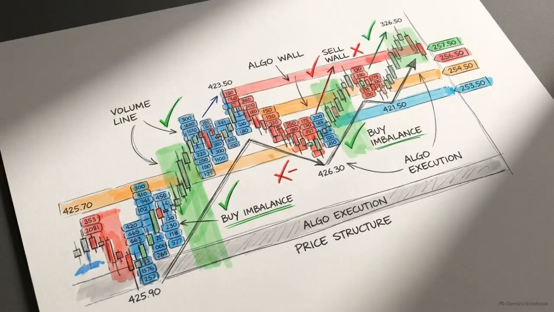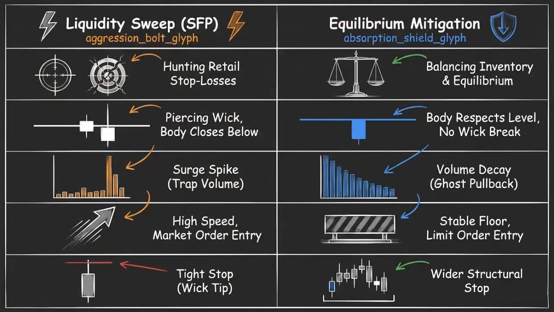Structural retests function as mechanical interactions with order flow, defined by the specific intent behind the move. This matrix contrasts the two models. The SFP represents active stop hunting with a piercing wick, while the mitigation represents passive inventory balancing with a clean body. The volume row shows the divergence clearly: extreme spikes for the trap and steady decay for the reload.